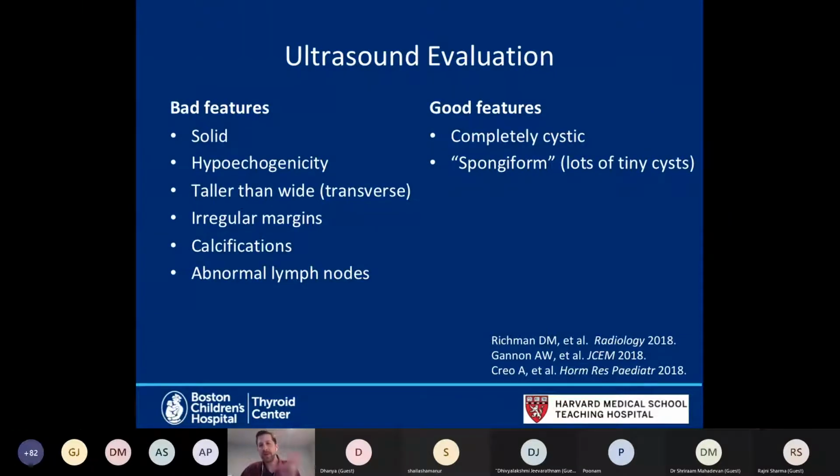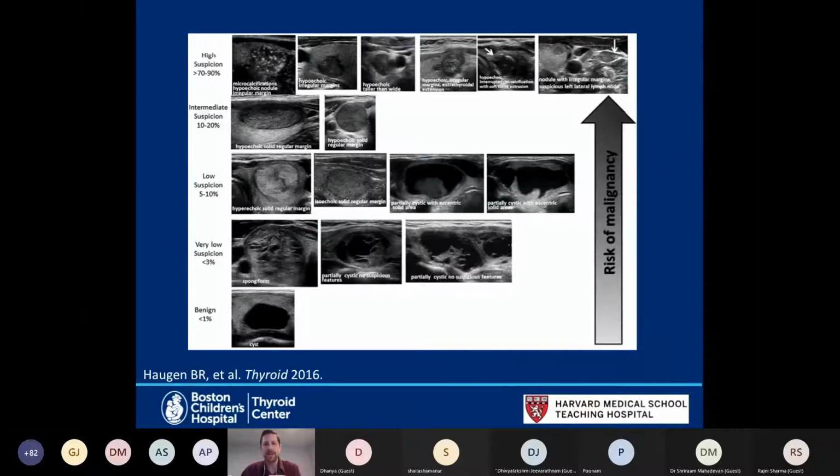And there are different ways of thinking about combining these features. This is a pictorial view from the adult ATA guideline, which has any of these very suspicious features such as calcifications, abnormal borders, abnormal lymph nodes, would be high suspicion. Intermediate would be solid nodules that are hypoechoic, and then lower suspicion being isoechoic or hyperechoic or having some cystic features.